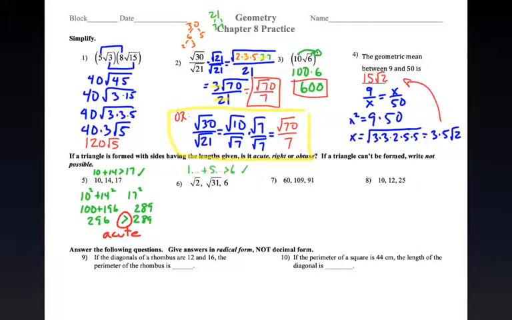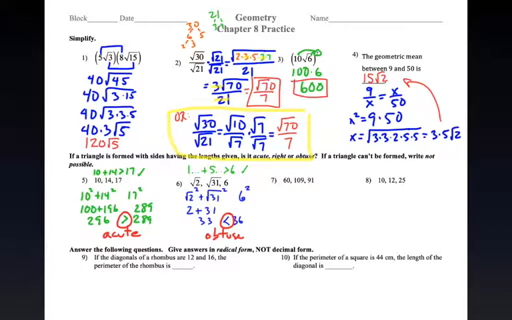Number 6. Square root 2 is 1 point something. Square root of 31 is 5 point something. When you add those together, you'll get something greater than 6. So yeah, we got a triangle. Square root of 2 squared plus the square root of 31 squared, how does it compare to 6 squared? Square root of 2 squared is 2. Square root of 31 squared is 31. So that's 33, which is less than 36. The 36 is bigger. It's acute.